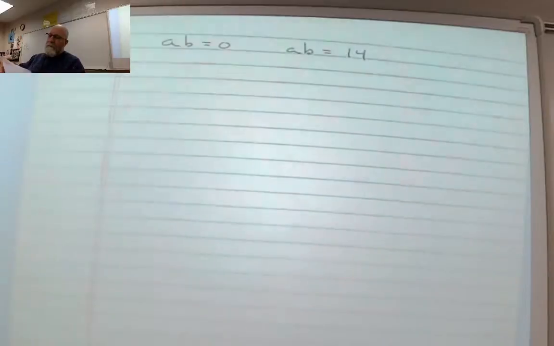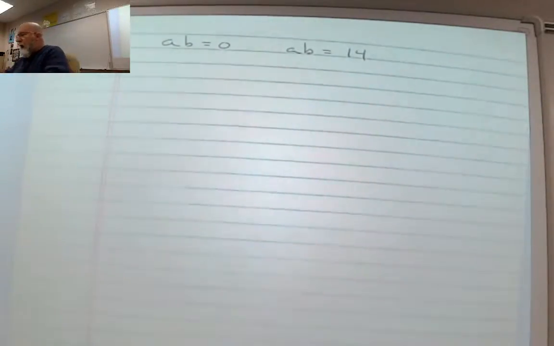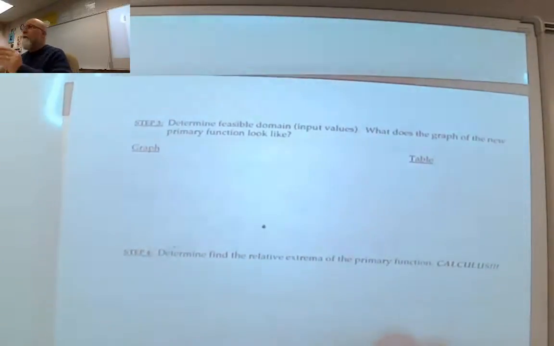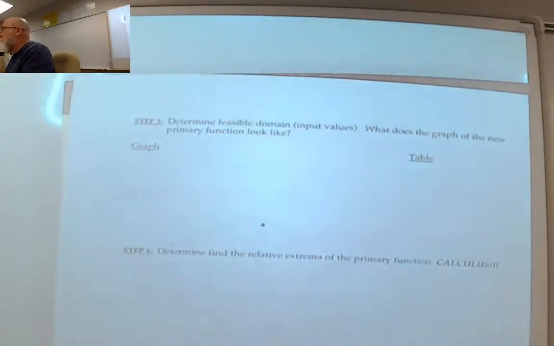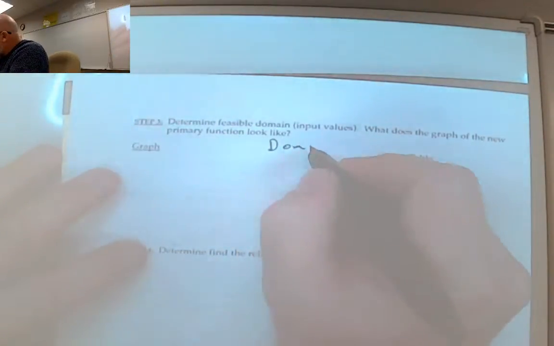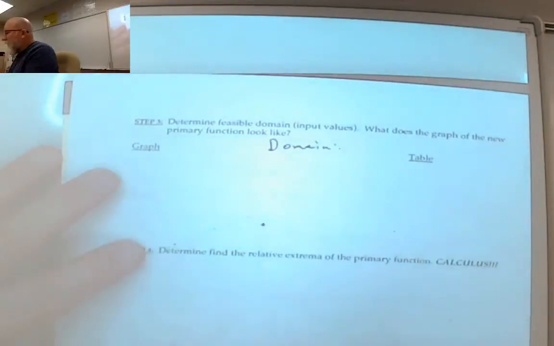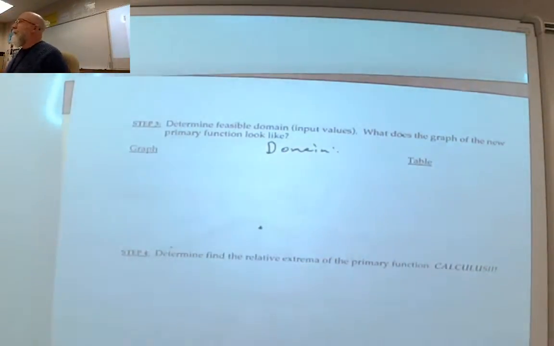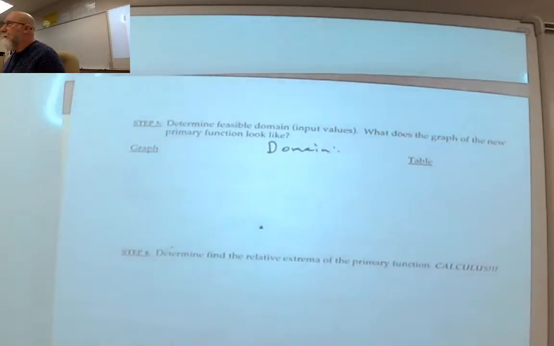Now, one of the things you're going to need to talk about is what's the domain. The first thing I ask: can I put negative numbers in there? Colin, can I put negative numbers in there? Can I put 0 in there?